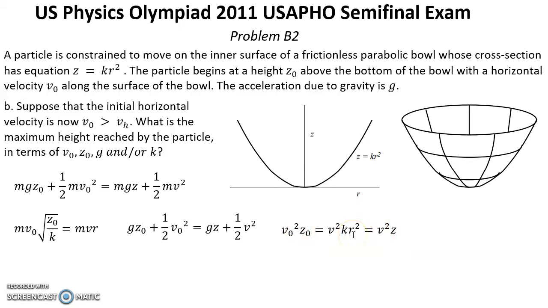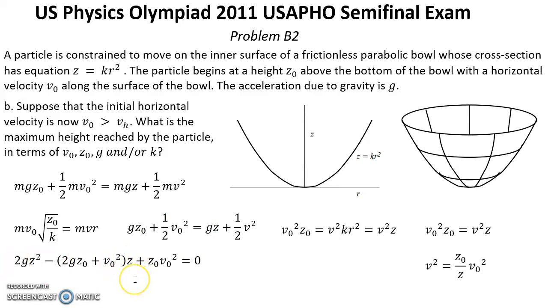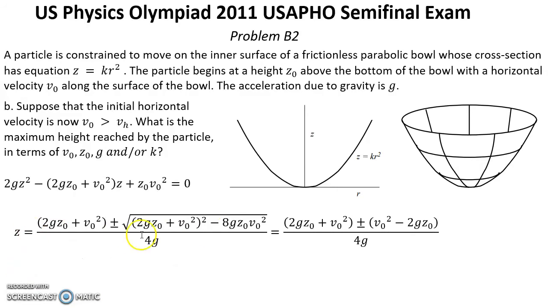So now we can rewrite it in the form of this one, and we can express v squared from this equation. So at the highest point v squared equals z0 over z multiplied by v0 squared. And we can put this expression into this equation. That will give us a quadratic equation in z. And the solution for this equation we can write here.